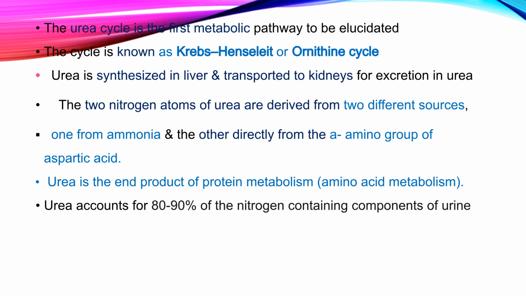The urea cycle, also known as the Krebs-Henseleit or ornithine cycle, was the first metabolic pathway to be elucidated. Urea is synthesized in the liver and transported to the kidneys for excretion. The 2 nitrogen atoms in urea come from ammonia and the alpha amino group of aspartic acid. Urea makes up 80 to 90% of the nitrogen-containing components of urine.